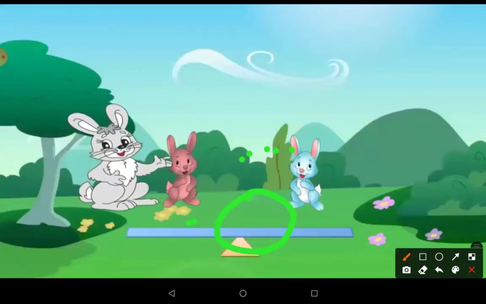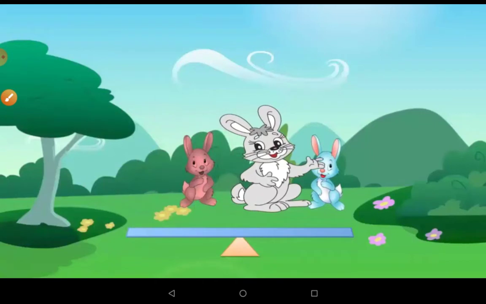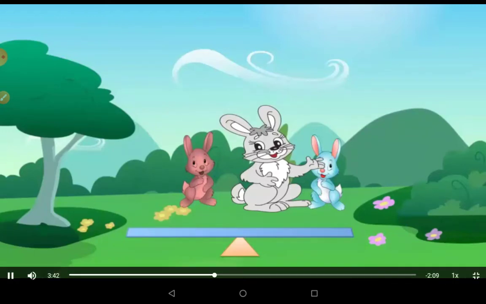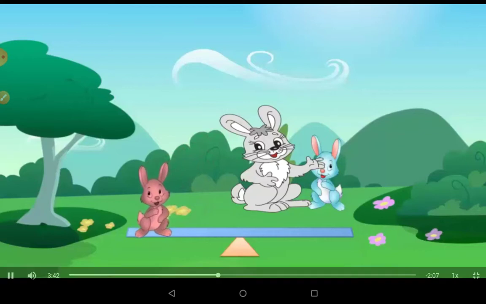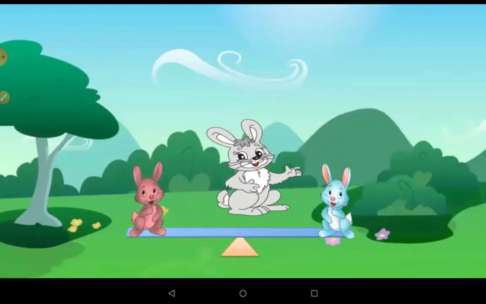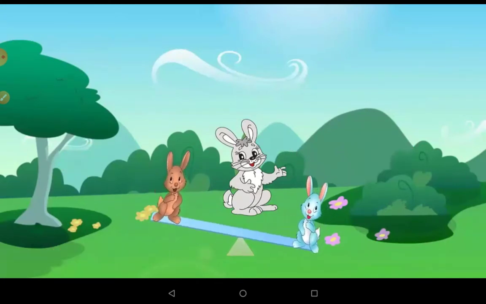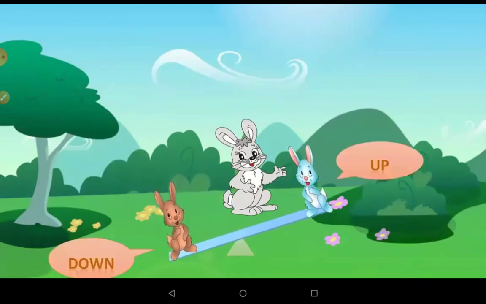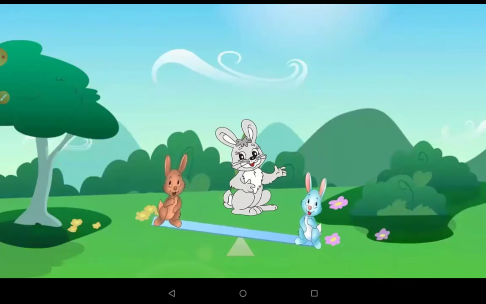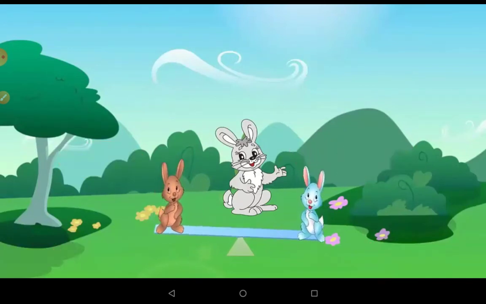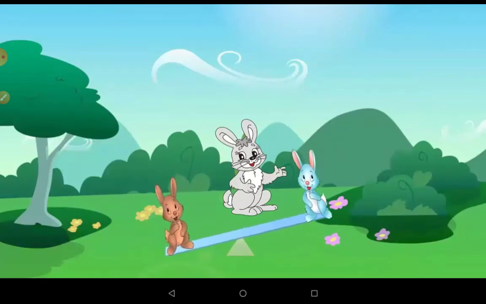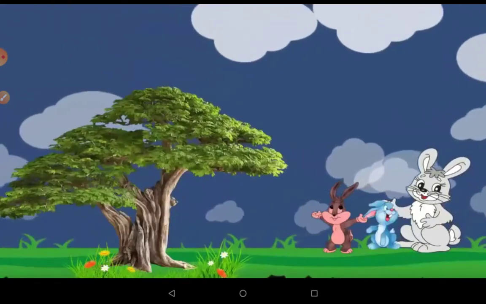Okay, next one, they came to play seesaw. You all like seesaw, right? Yes. So now let us see what is going to happen. One rabbit is sitting on one side and the other one is sitting on the other side. What will happen? It will go up and down, right? Up and down. Up means up, down means down. Okay, up, down.